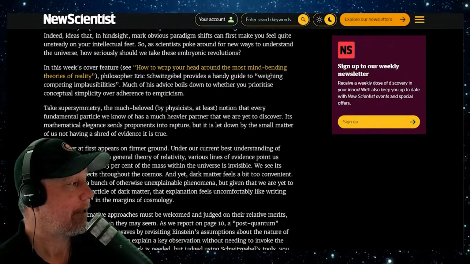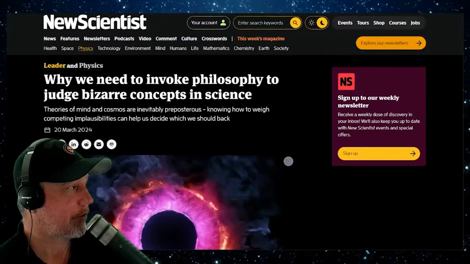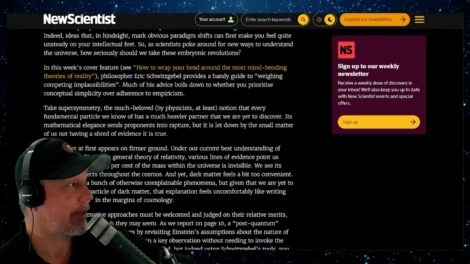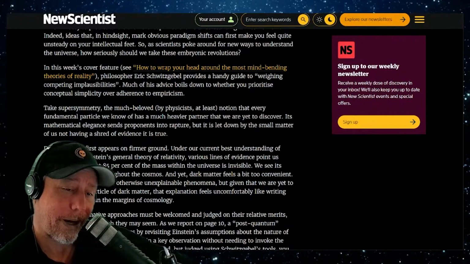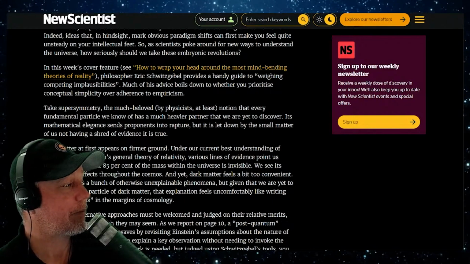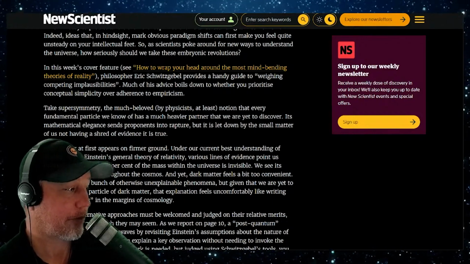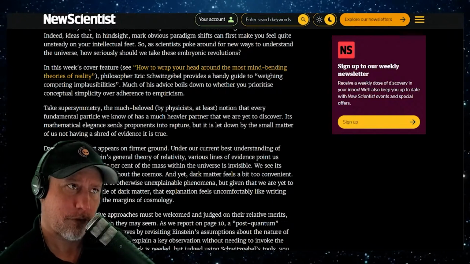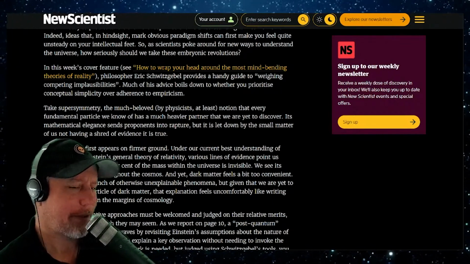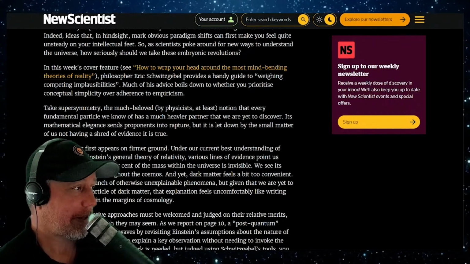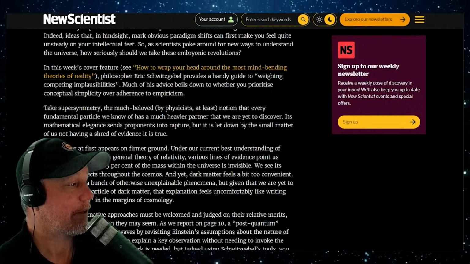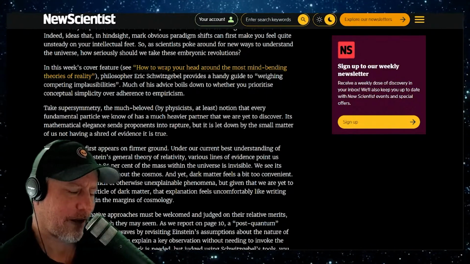Now, this is pretty wild stuff. So take supersymmetry. This is from that New Scientist article, right? So why we need to invoke philosophy to judge bizarre concepts in science. And we'll get back to the three-body problem in a minute here. This kind of is one of those points that points right back at it. So take supersymmetry, the much beloved by physicists, at least, notion that every fundamental particle we know of has a much heavier partner that we are yet to discover. Seems voodoo, right? Seems like something that is or isn't as you would expect it to be, because we're like, well, it must exist. We just don't know where to find it or any of the rest of that, right? So its mathematical elegance sends proponents into rapture, but it is let down by the small matter of us not having a shred of evidence that it's true.